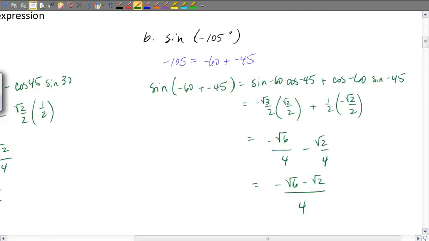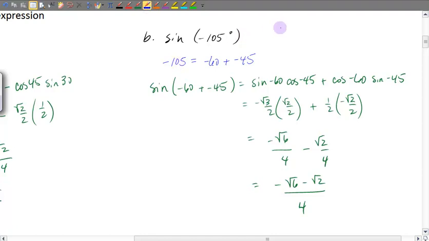Okay, so I went ahead and I worked the problem with two angles that added together to give me negative 105. I chose negative 60 and negative 45. And when I worked this using the addition identity for sine, I come up with an answer that says negative square root of 6 minus the square root of 2 all over 4. So what angles did you use? Maybe when you stopped the video and did this, you did it a different way.